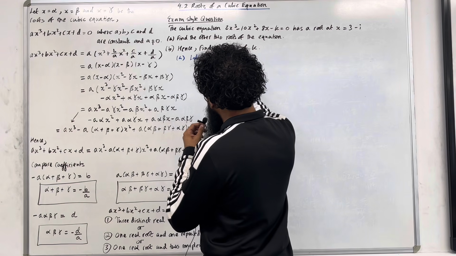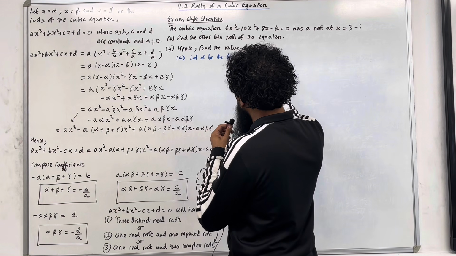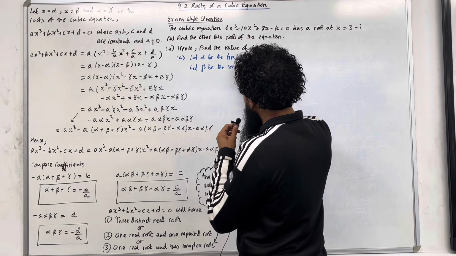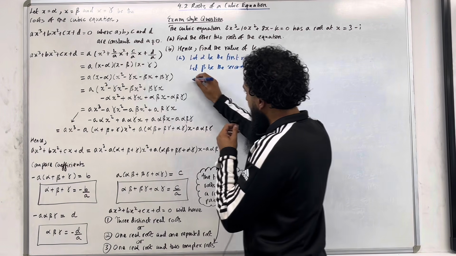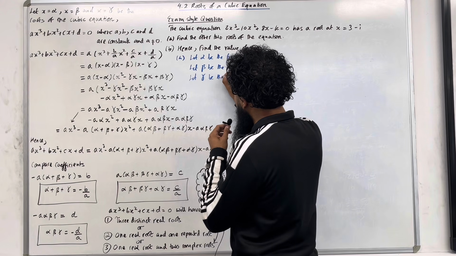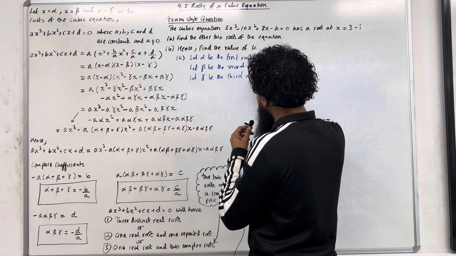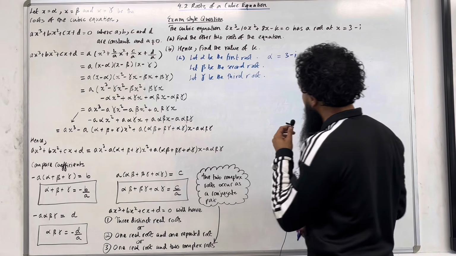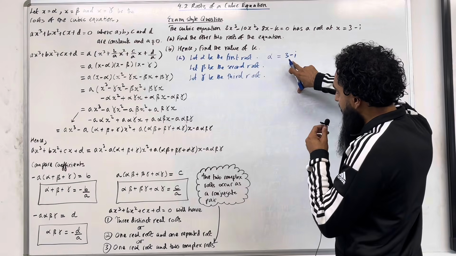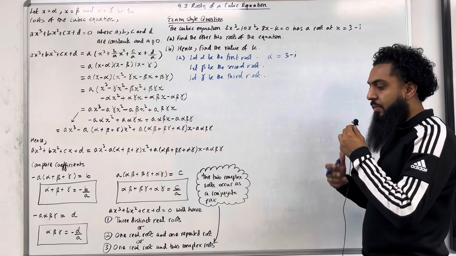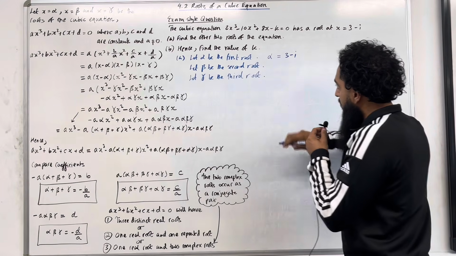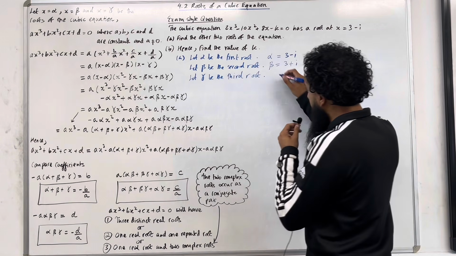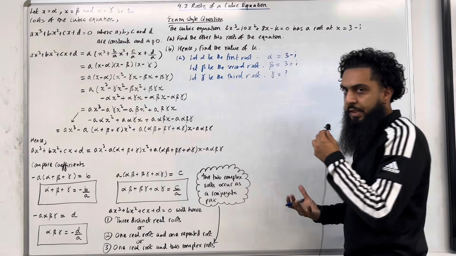Let alpha be the first root. Let beta be the second root. Let gamma be the third root. Now I'm going to call the alpha 3 minus i. Now if there are complex roots, and this is your first complex root, the other complex root has to be a conjugate of this complex root. So I'm going to say beta is 3 plus i. Now I want to work out gamma. I'm not sure of what gamma is.